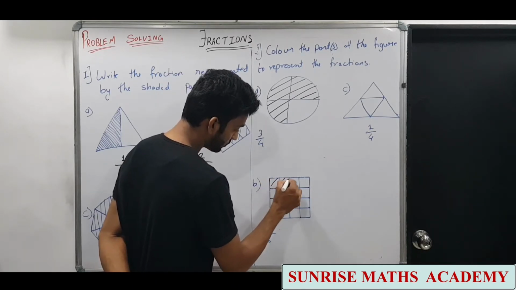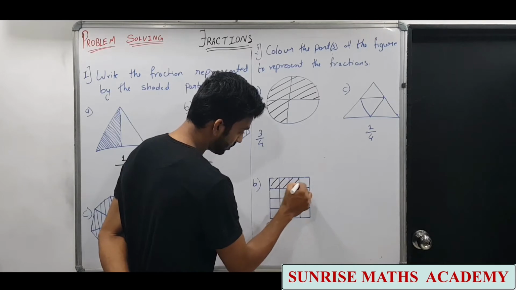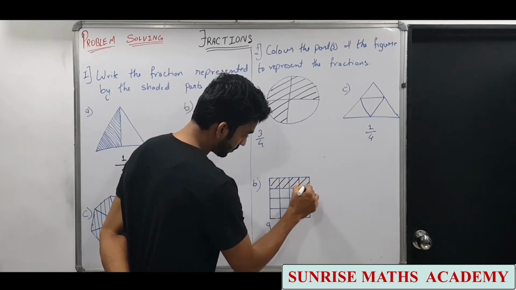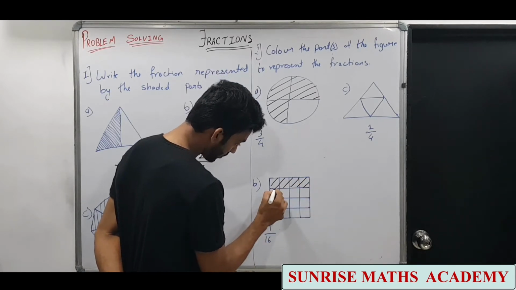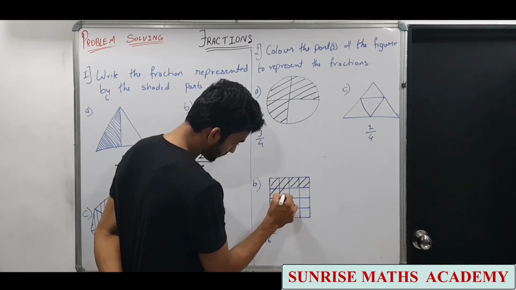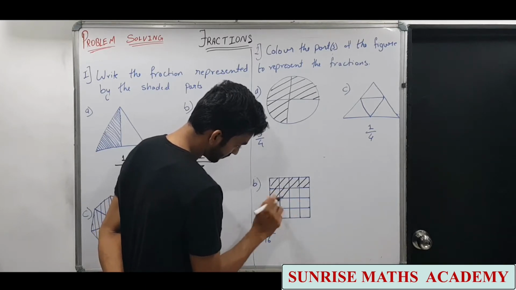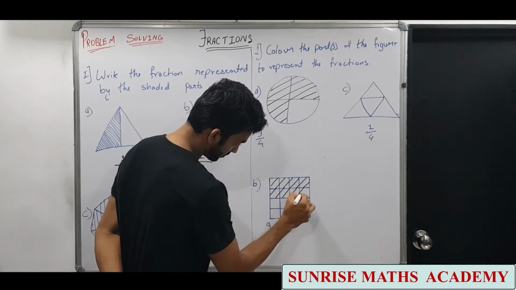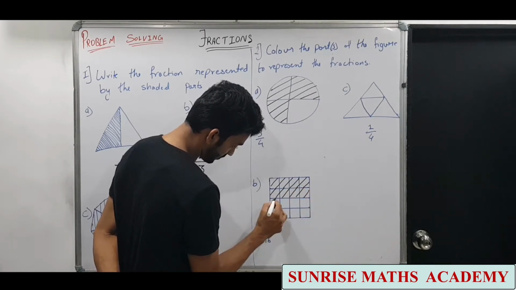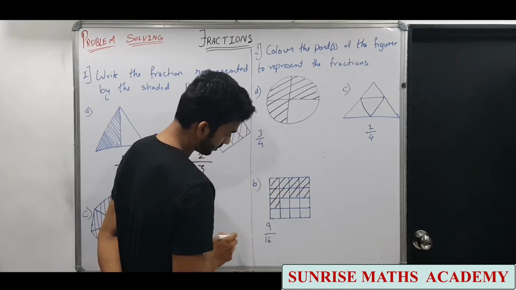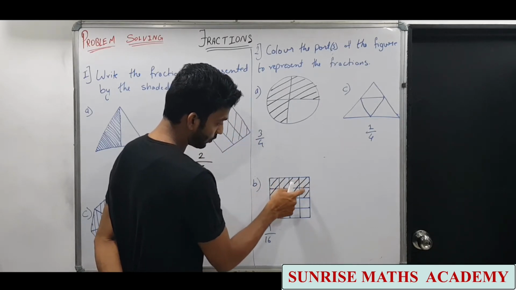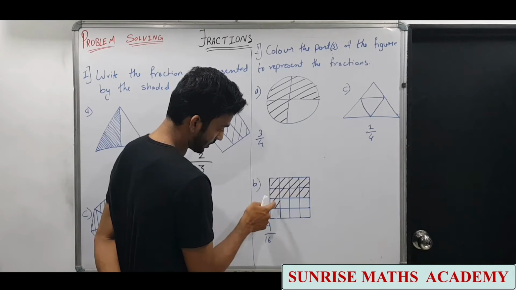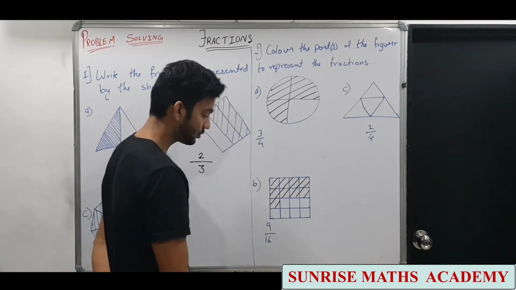This is 1, 2, 3, 4, 5, 6. This is 7. This is 8 and this will be the 9th one. So 1, 2, 3, 4, 5, 6, 7, 8 and 9 parts are shaded.